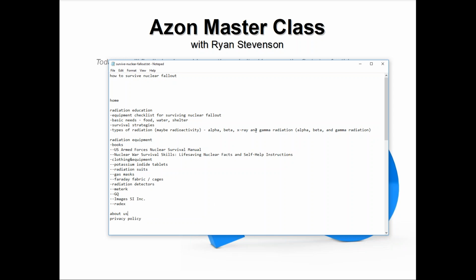But as far as the main pages of your site, it's going to be the home page, the category pages, sometimes subcategory pages, then your informational pages and your product pages. Out of these different types of content, you can then assemble an entire Amazon site pretty much no matter what you want your website to be about.